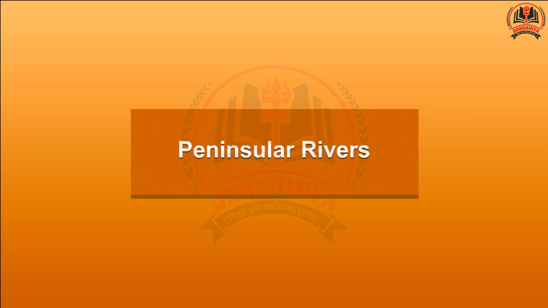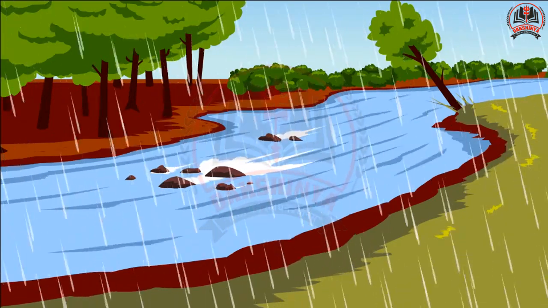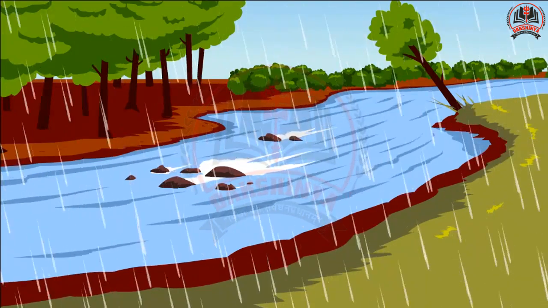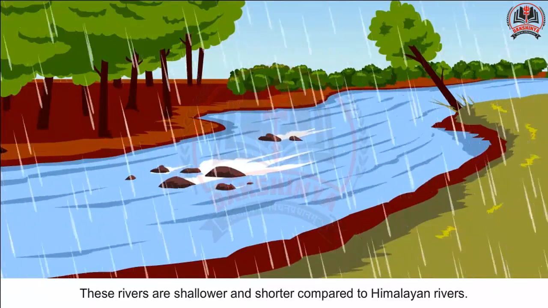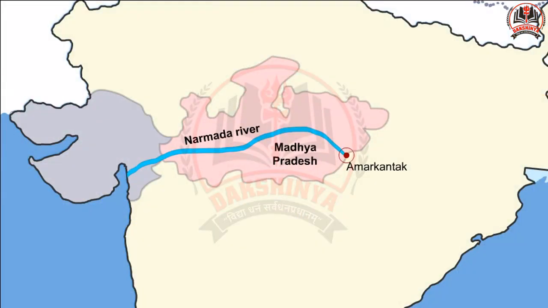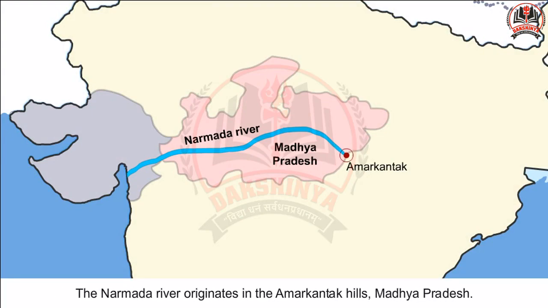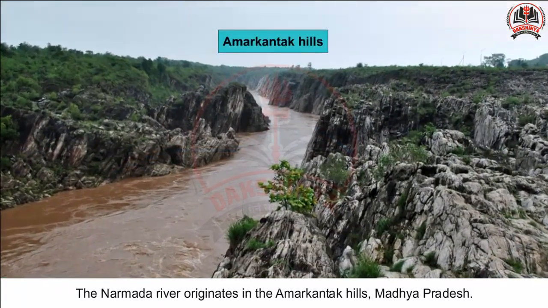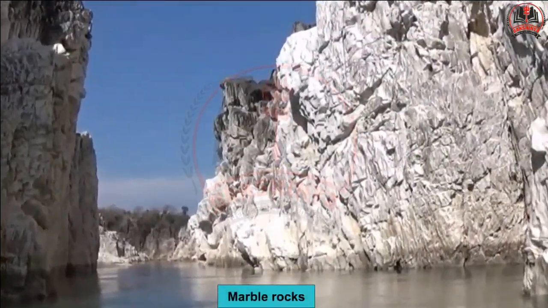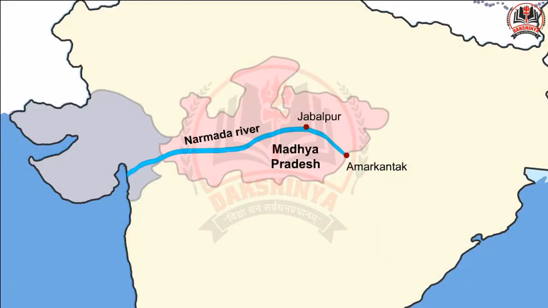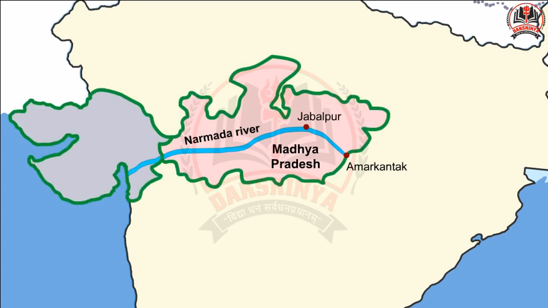Peninsular rivers. Since peninsular rivers are rain-fed, they are seasonal in nature. These rivers are shallower and shorter compared to Himalayan rivers. Narmada Basin. The Narmada River originates in the Amarkantak Hills, Madhya Pradesh. It flows westward and passes by the Marble Rocks near Jabalpur. Its tributaries are very short and join it at right angles. The Narmada Basin covers a large area of Madhya Pradesh and Gujarat.